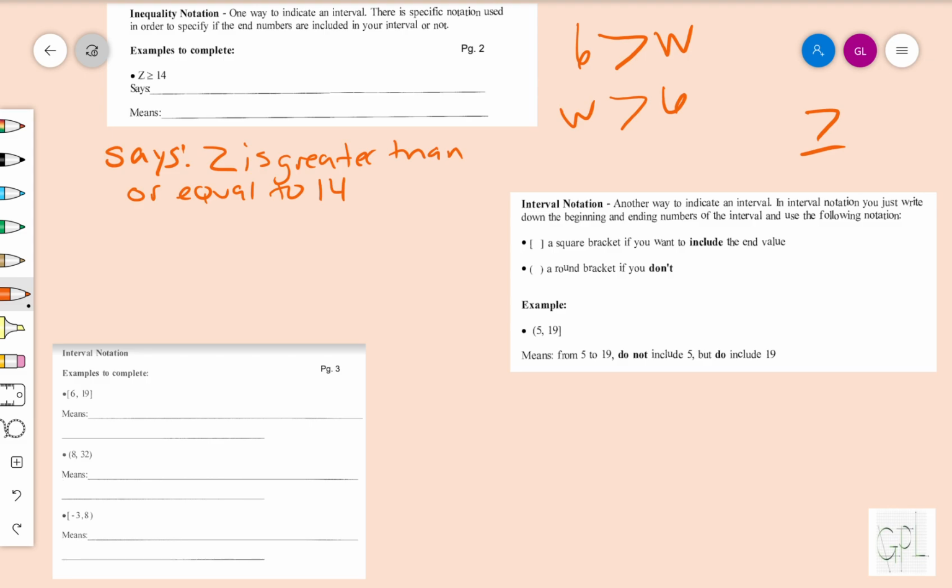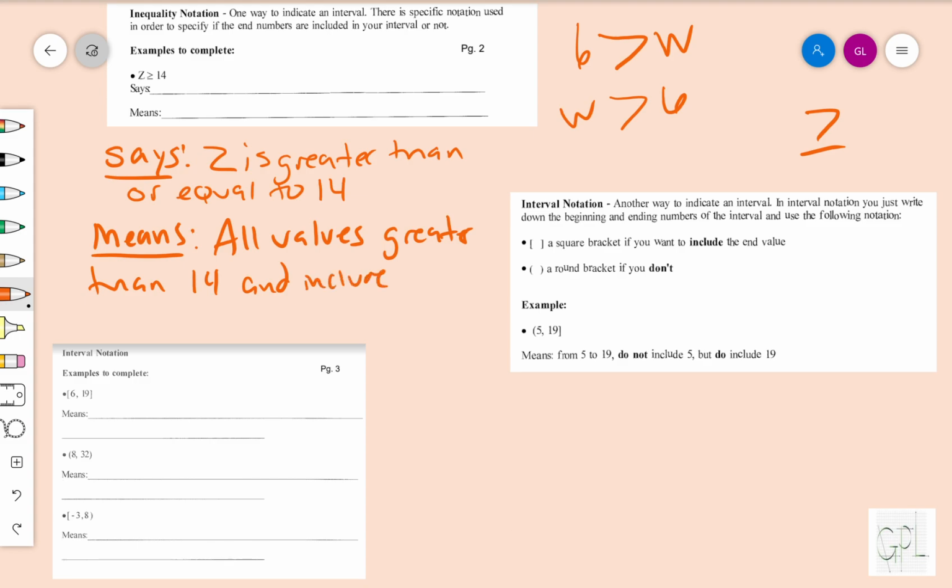And that's just what it says, right? When you read the inequality, it says that Z is greater than or equal to 14. But what does this actually mean? If you're now trying to collect data, there's certain information you actually want. So what this means is that you are looking for all values. Remember, I told you the variable pretty much means all values, all numbers. All values greater than 14 and include 14.